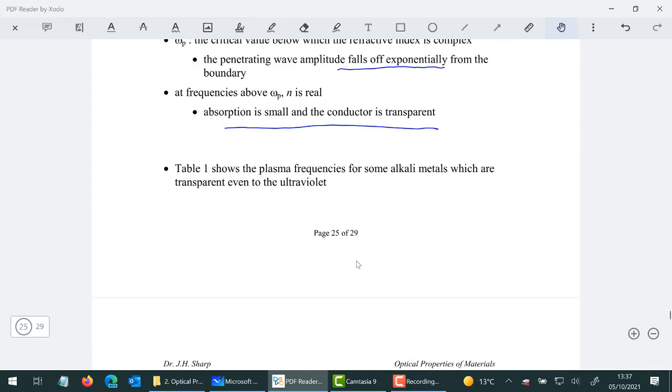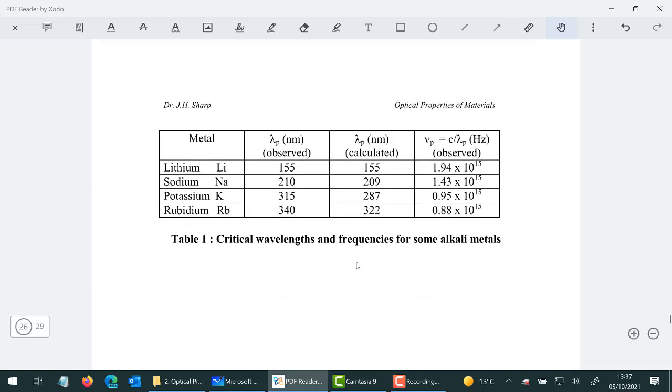If we look at some of the frequencies for different materials, you can see that these are very simple elemental metals: lithium, sodium, potassium, and rubidium. This is the measured wavelength, and that's the calculated wavelength. You can see that for very simple metallic structures, we get a fairly good agreement. And you can see again the frequencies of 10 to the 15 to 10 to the 14 for the measured plasma frequency for these metals.